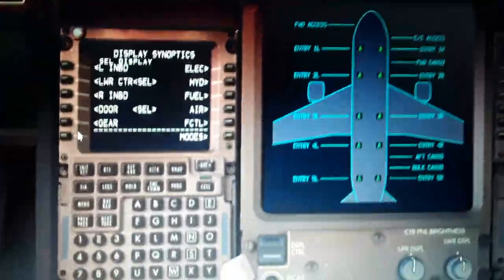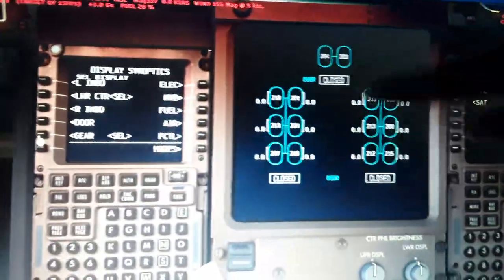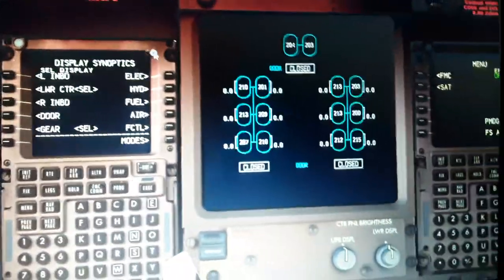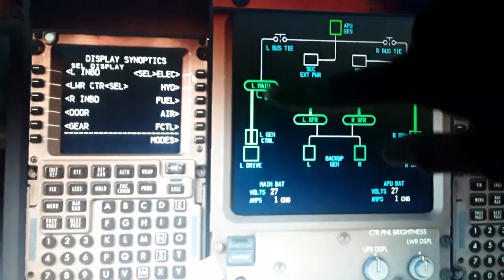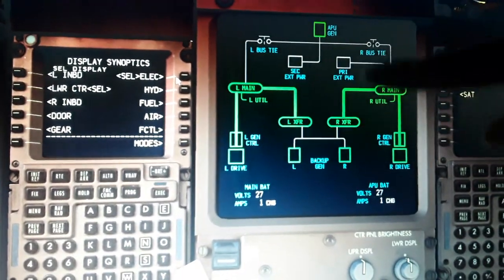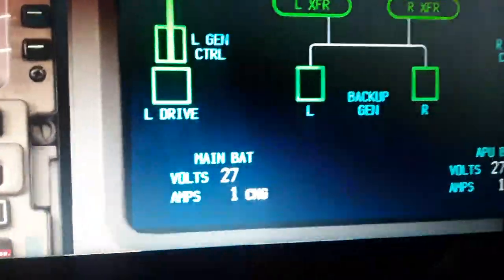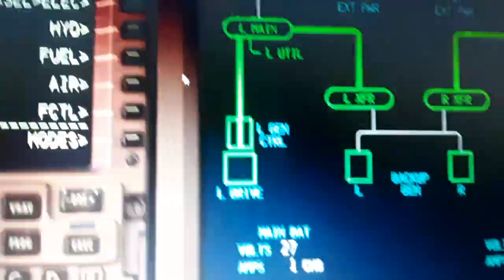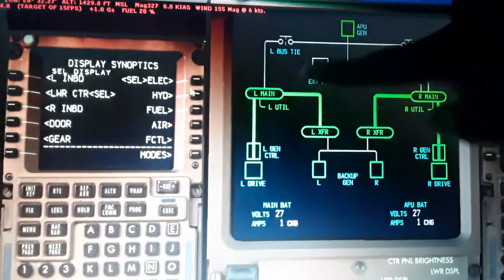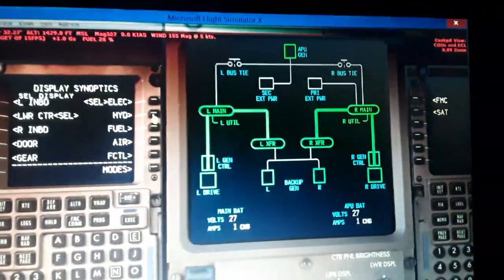The cabin of the aircraft can be pressurized. The landing gear. You can see the temperature of the tires and the pressure of the brakes. You can also see the electric, the left and the right engine, the APU, the voltage of the batteries, and the charge or discharge over here. You can see all the systems, where the electric, in green, goes.